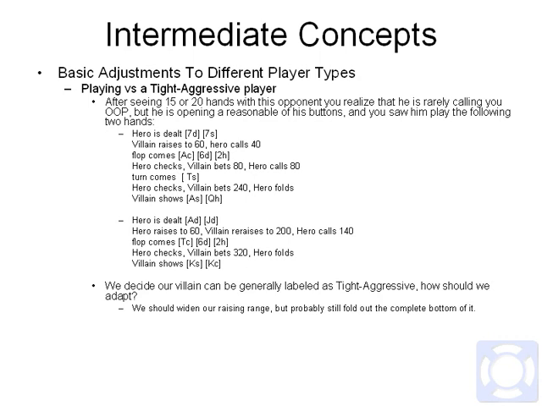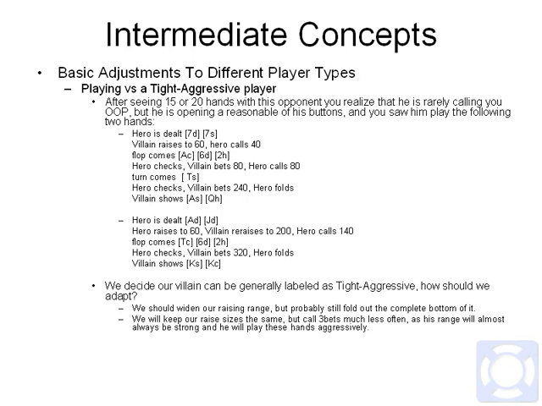You should widen your raising range, but probably still fold out the bottom of your range. Because he's tight, again, you want to be raising him and putting a lot of pressure on him, but he's not going to be afraid to 3-bet you. When he does play his strong hands, he's going to play them aggressively. So you don't want to be getting involved with 100% of your hands, but you still definitely want to be getting involved with a large percentage of them, and be prepared to get played back at. So you have to be ready to play some of your hands post-flop.